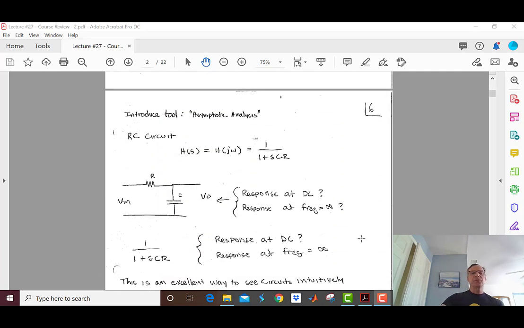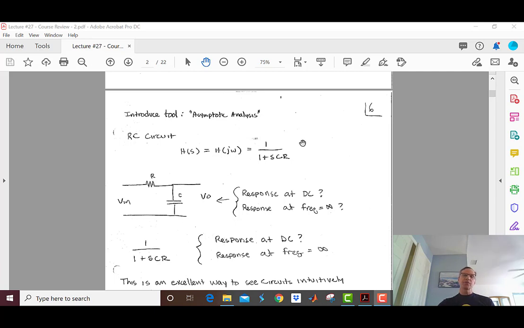We introduced the tool asymptotic analysis, and as you saw, it's one of my favorite things because it allows me to check my work as I go. If I make a mathematical mistake, I can often catch it with this technique. It also gives me a really good intuitive feel about what I'm doing. I always want that math to follow my intuition as I work through these problems. The math is my tool.